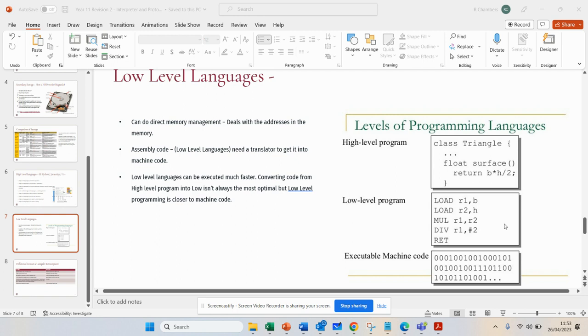All right, so low-level languages need a translator to change them from their form into machine code so that the machine can understand it. Low-level languages can be executed much faster because, think about it, you've already taken out the middleman, all right? So you can translate that much faster. But high-level programming isn't always optimal, all right? So what this is saying here on the slide, low-level languages can be executed much faster. Converting code from high level into low isn't always the most optimal, but low-level language is closer to binary.